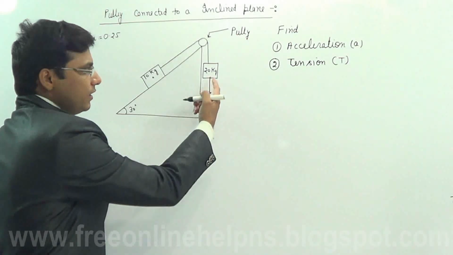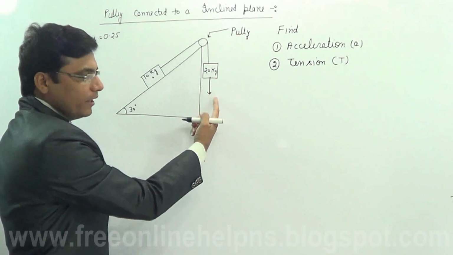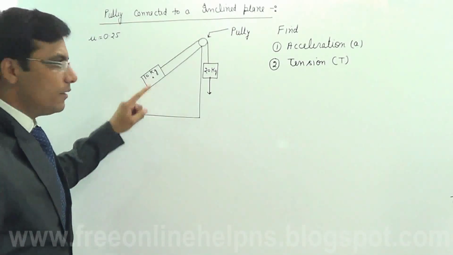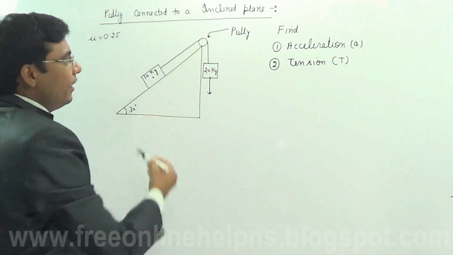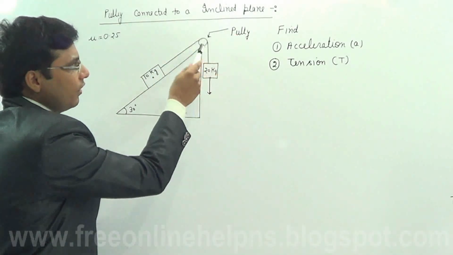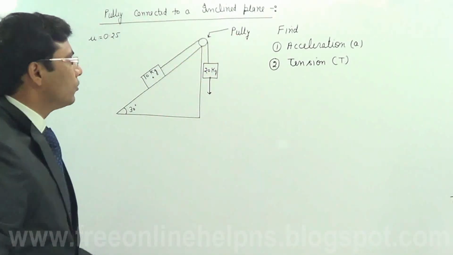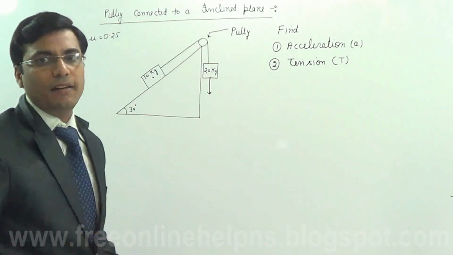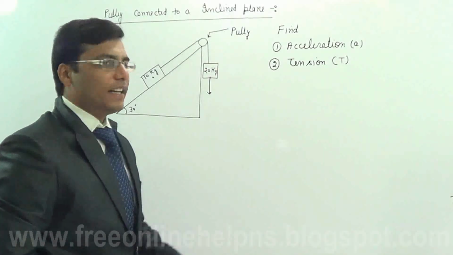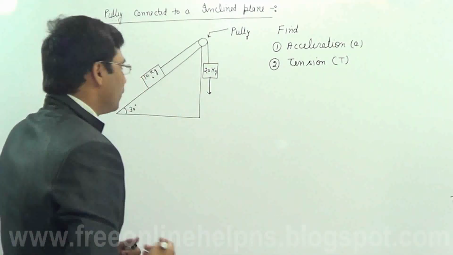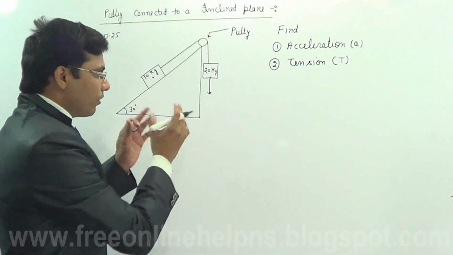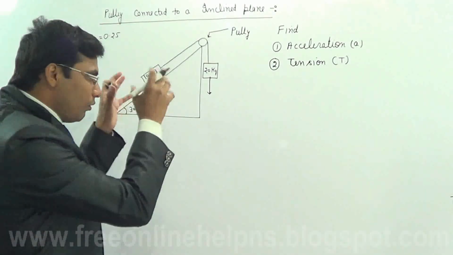A 20 kg block is hanging, and a 10 kg block is placed on an inclined plane. Both blocks are connected through a string and through a pulley. The pulley is connected to this inclined plane. We need to find the acceleration and tension. First, to find acceleration, we will think about the forces acting on this whole system.